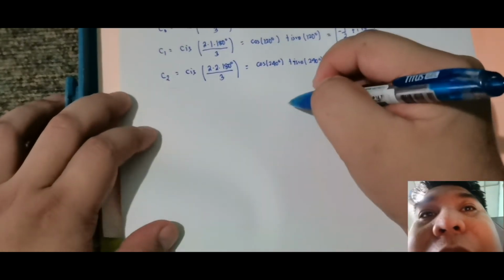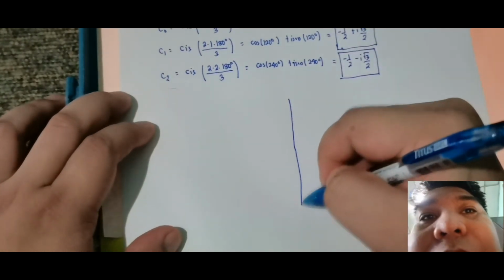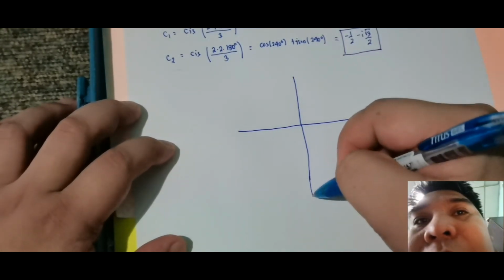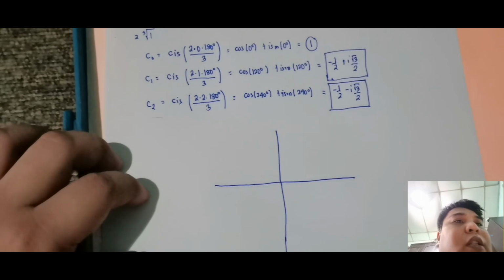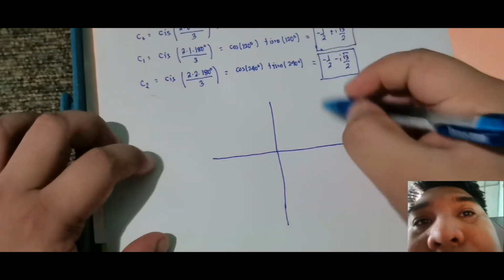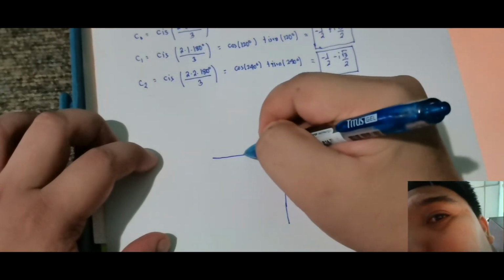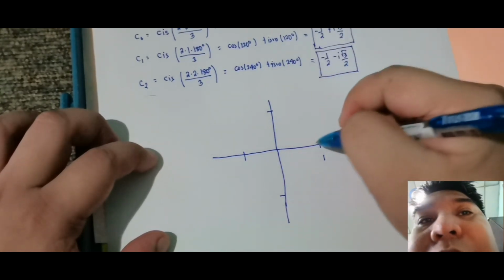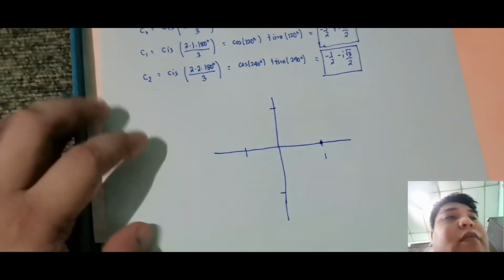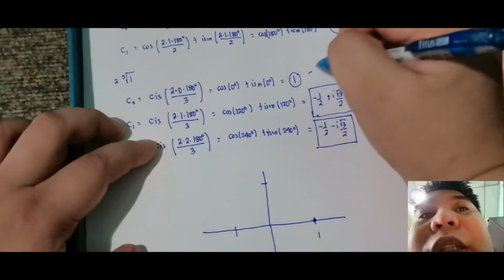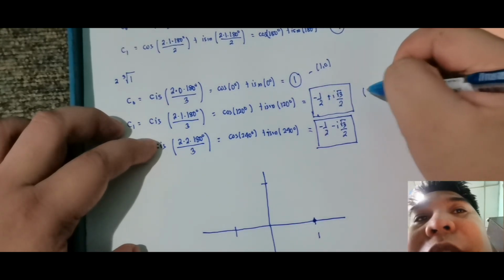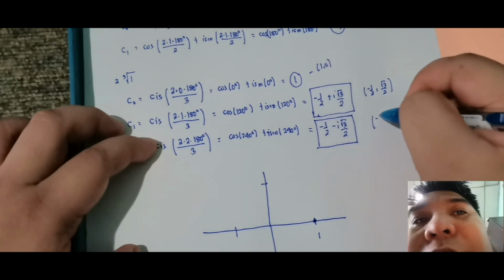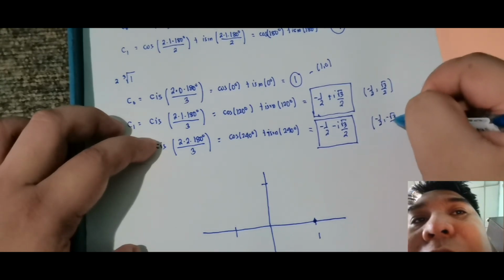Pag ginraph natin yung z-plane, ganito yan. Lalakihan ko na. Pag ginraph, nasan si 1? Si 1 is 1, 0. Dito yan. Ito yung 1, 0. Tama, kasi 1, 0 to. Ito naman is negative 1 half, square root of 3 over 2. Ito naman is negative 1 half, negative square root of 3 over 2.